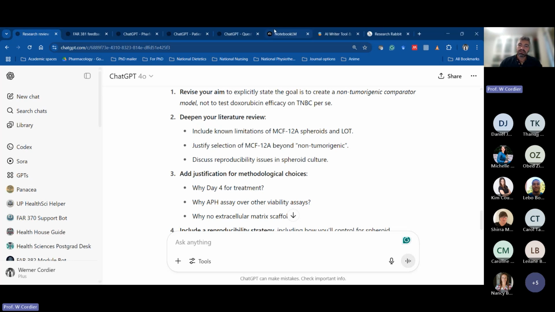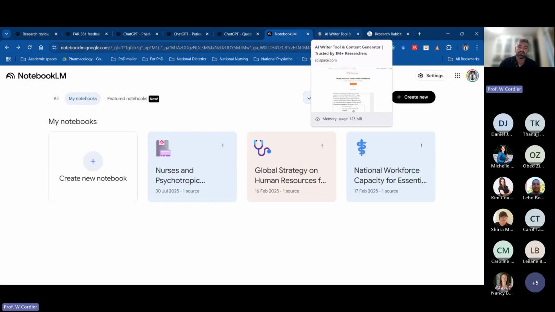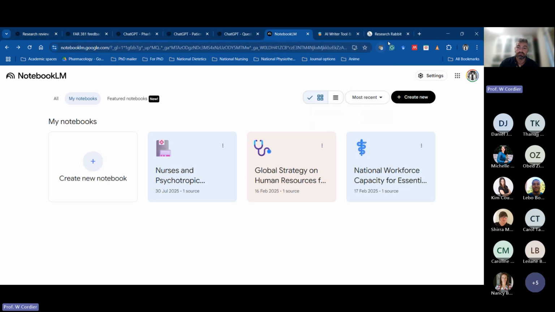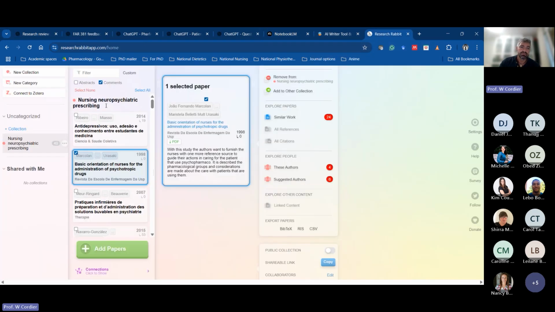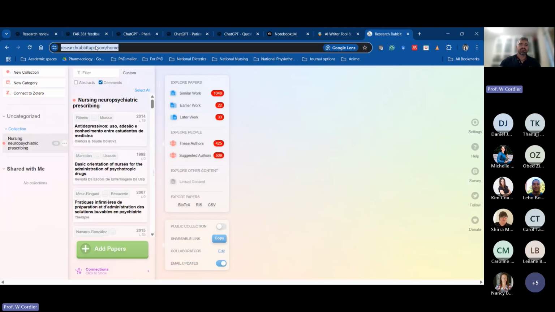Now, for the last couple of bits, I want to show you some external things from ChatGPT, some of them paid for, some of them not paid for. The first one being Research Rabbit. So Research Rabbit, let me just go to the homepage. So Research Rabbit is completely free.